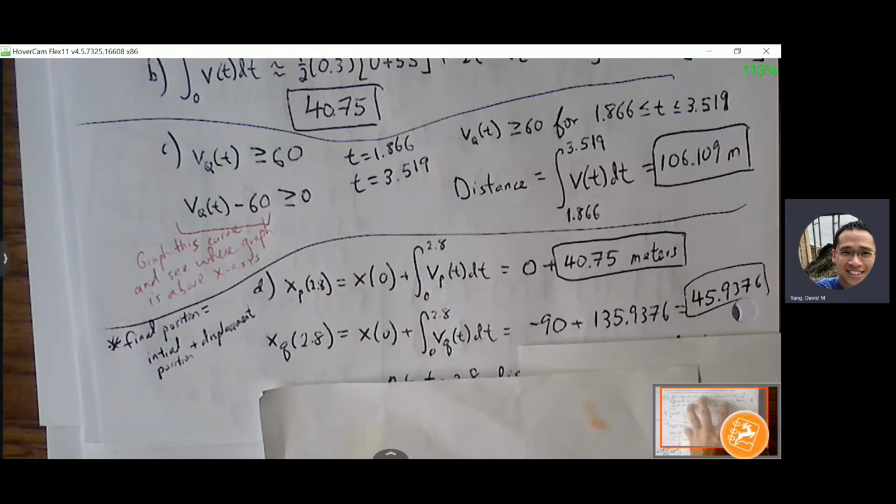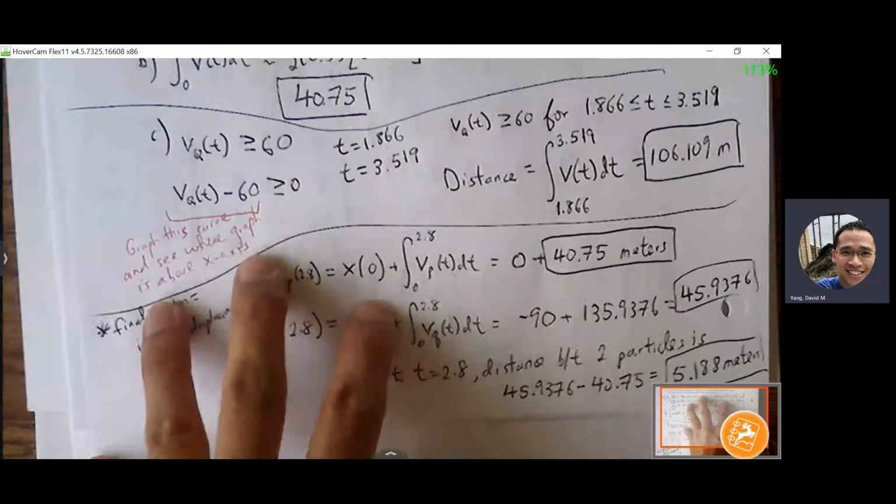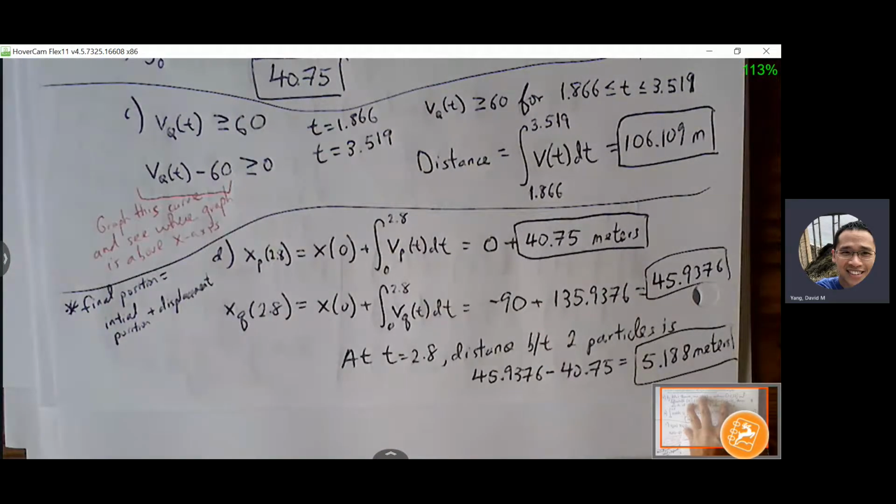We can just subtract to figure out what separates them. To approximate the distance, we just subtract those two numbers, those two locations. We know they're about 5 meters away from each other.